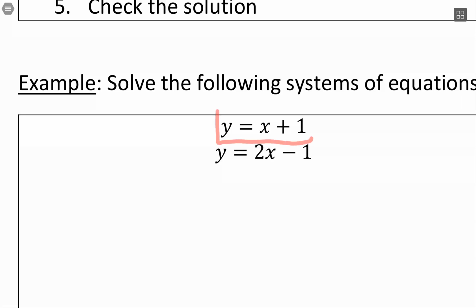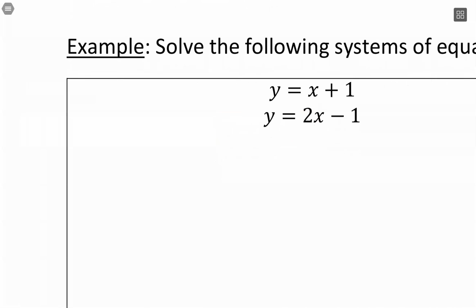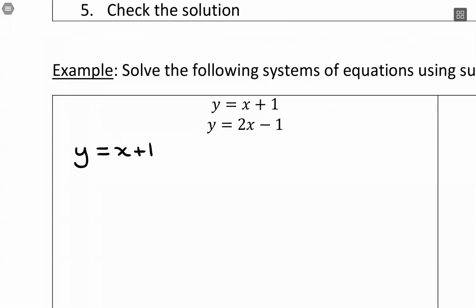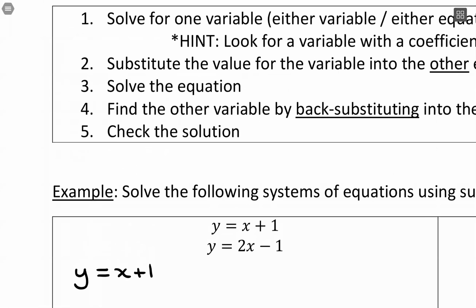I'm going to go ahead and use y equals x plus 1. I'm going to write that off to the side as the equation I'm going to use. Sometimes we'll have to do a little bit of solving to get our variable on one side of the equation, but in this case it's already done. So that takes care of step 1.